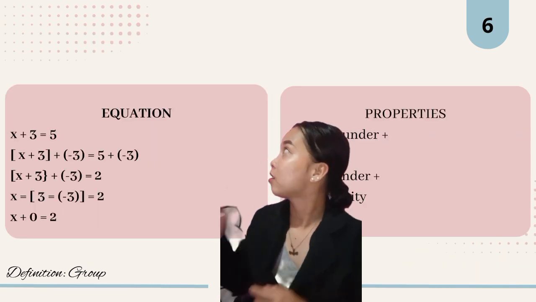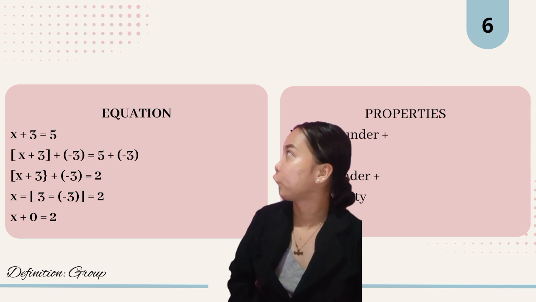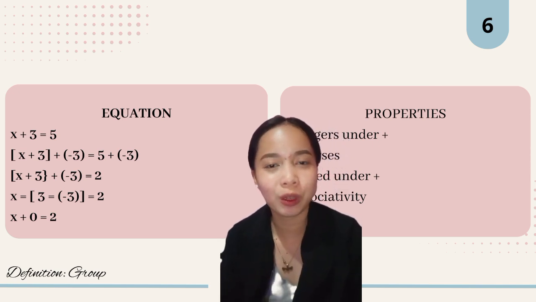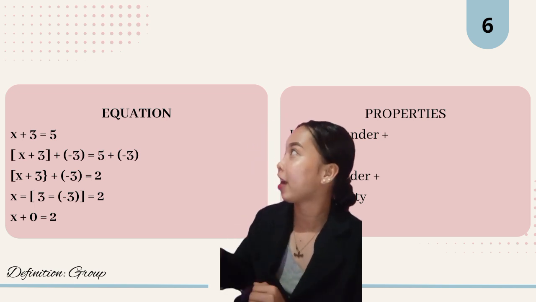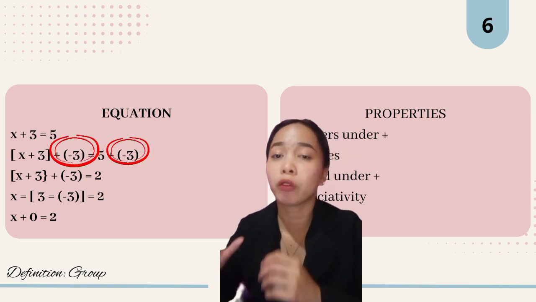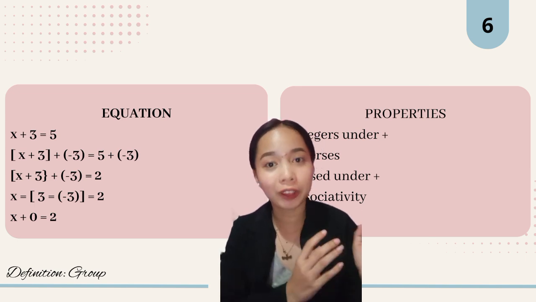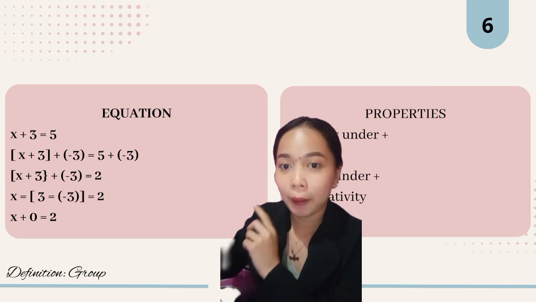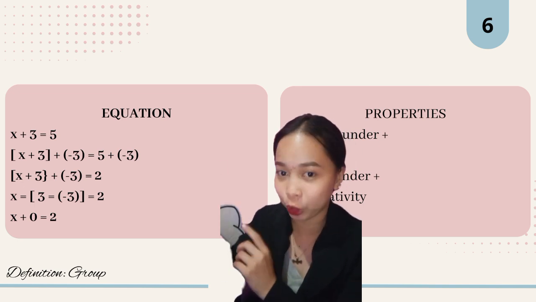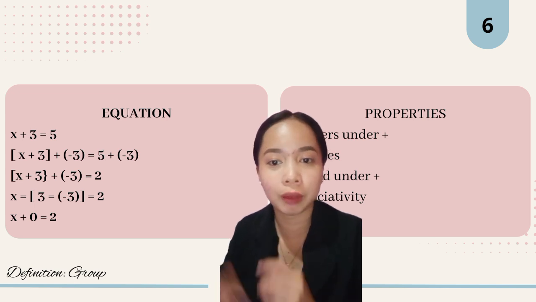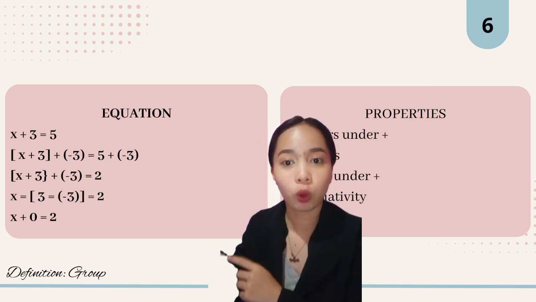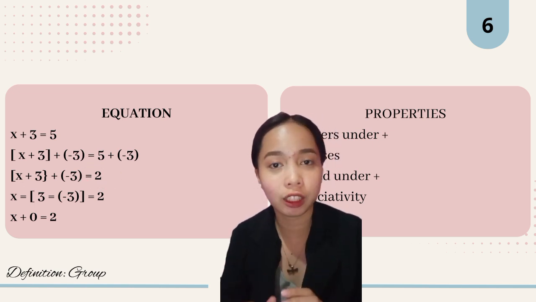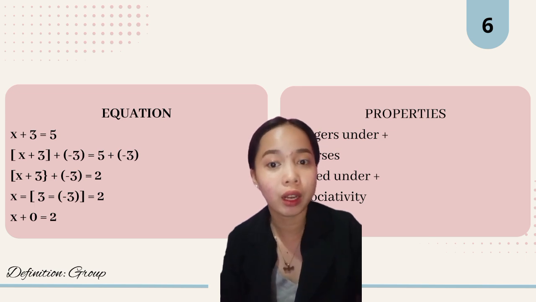Now, let us take a look at this equation. x plus 3 equals 5. To find x, the first thing we need to do is add negative 3 to both sides. And then we will perform the operation first on the right side. So that will be x plus 3 plus negative 3 equals 5 plus negative 3. So that will be x plus 3 plus negative 3 equals 2. Next, if we add 3 plus negative 3, it will be equal to 0.